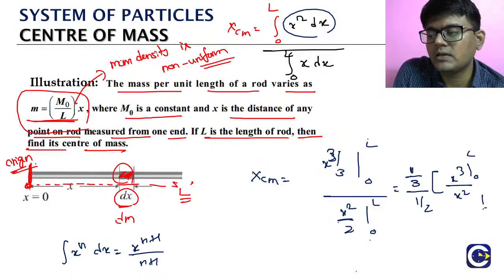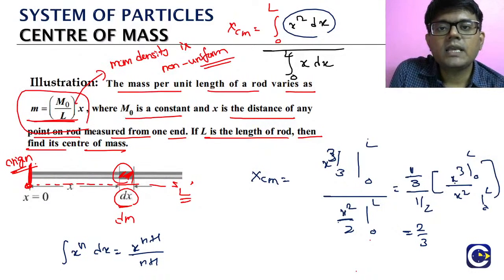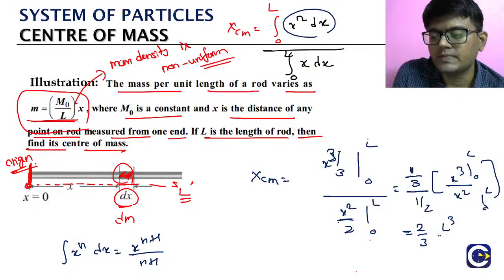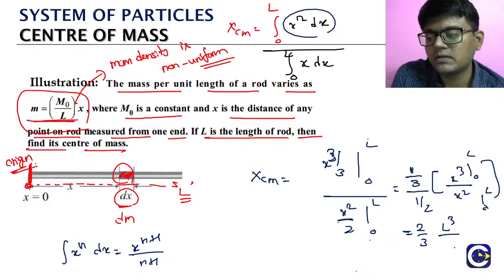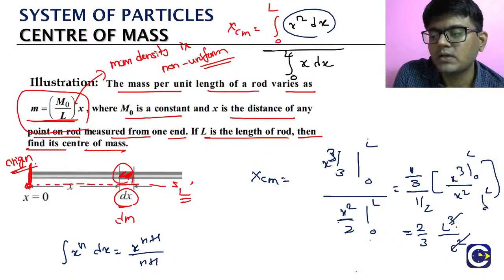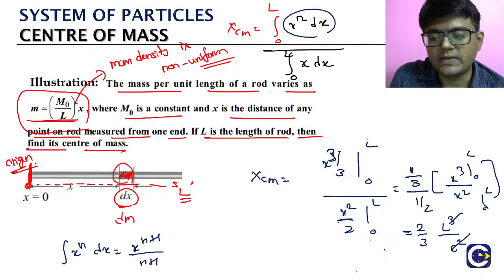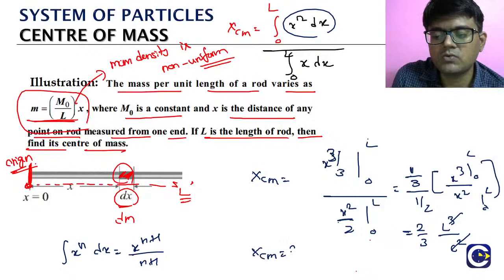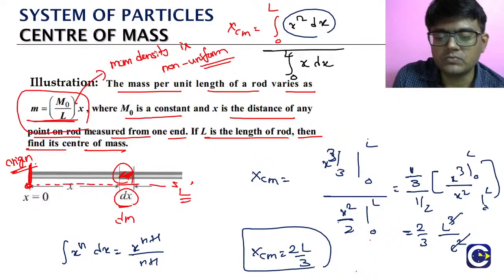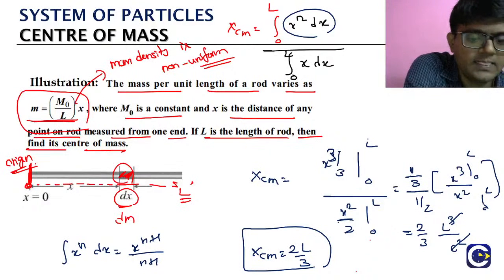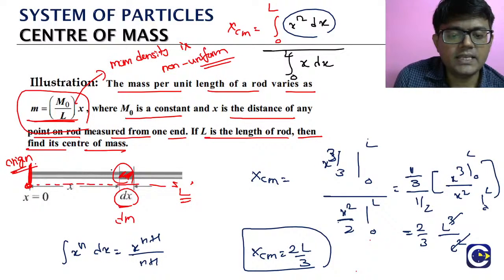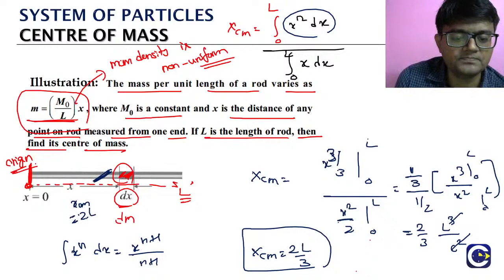The 2 goes to the numerator, so 2/3 into x cube with limits 0 to L, which is L cube minus 0 cube, which is L cube, divided by x square from 0 to L, which is L square. L square cancels, so the x center of mass will be equal to 2L/3. So the center of mass will be somewhere here, at the location 2L/3.